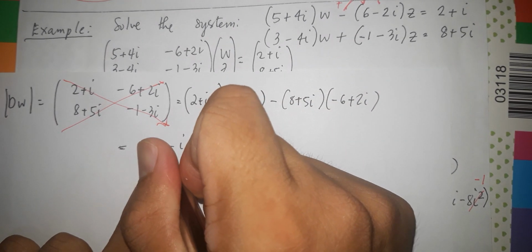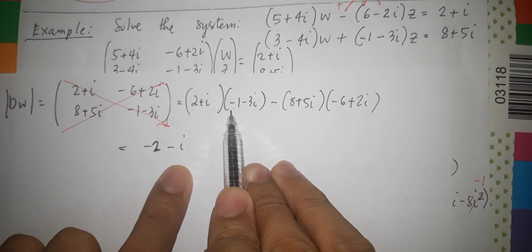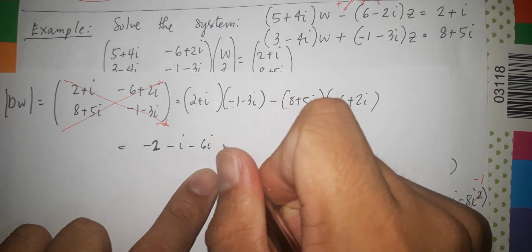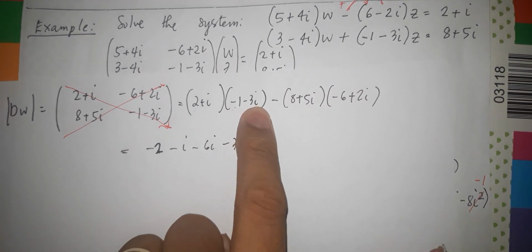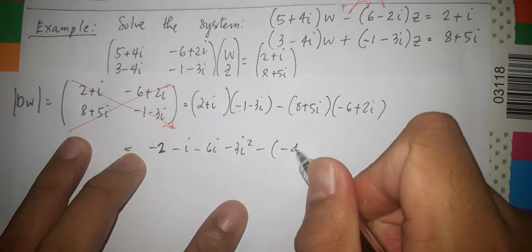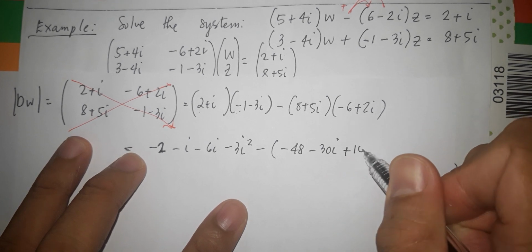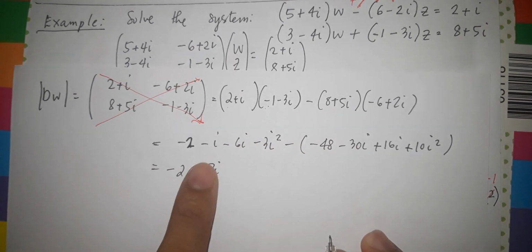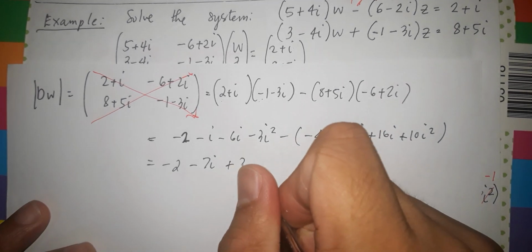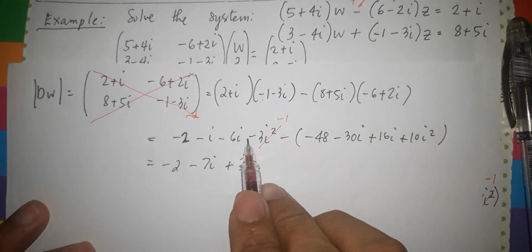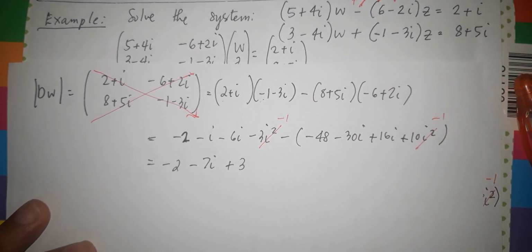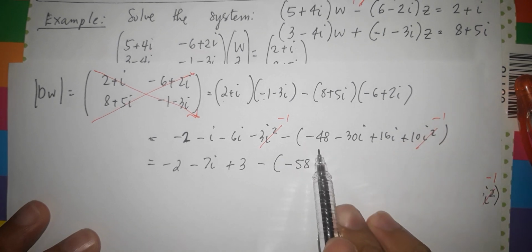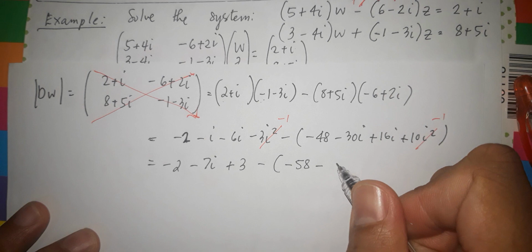So simplifying, that's negative 2. 2 times negative 1 is negative 2. i times negative 1 is negative i. Then 2 times negative 3i is negative 6i. Then that's negative 3i squared, because i times negative 3i is negative 3i squared. Minus the quantity, negative 48 minus 30i plus 16i plus 10i squared. So that's negative 2 minus 7i, because negative i and negative 6i is negative 7i, plus 3. Again, i squared is negative 1 times negative 3 is positive 3. Same with 10 times negative 1. Minus the quantity, negative 58, because negative 48 minus 10 is negative 58.